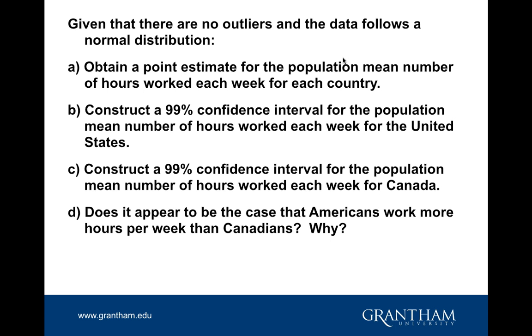This problem lets us break it down step by step. First, we're going to come up with a point estimate, which, remember, is the average for each of the countries. Then we're going to construct a 99% confidence interval for the US, and a 99% confidence interval for Canada. And then we'll compare the two.